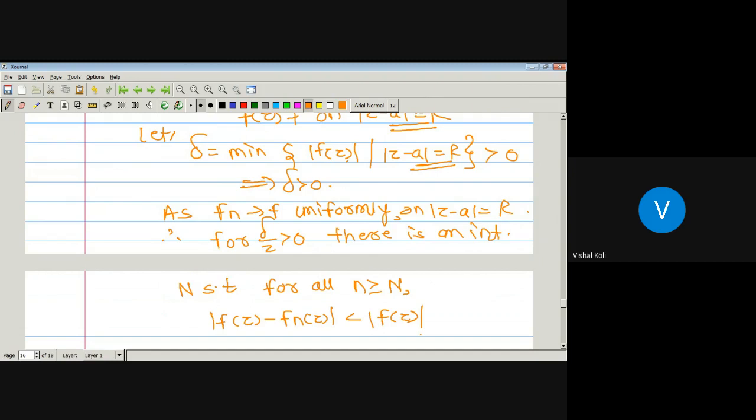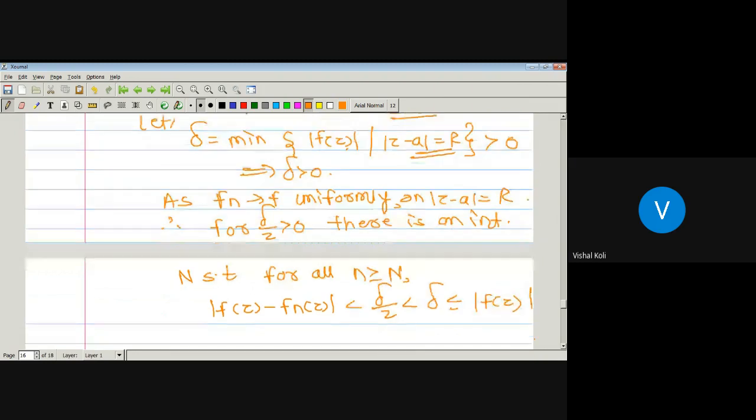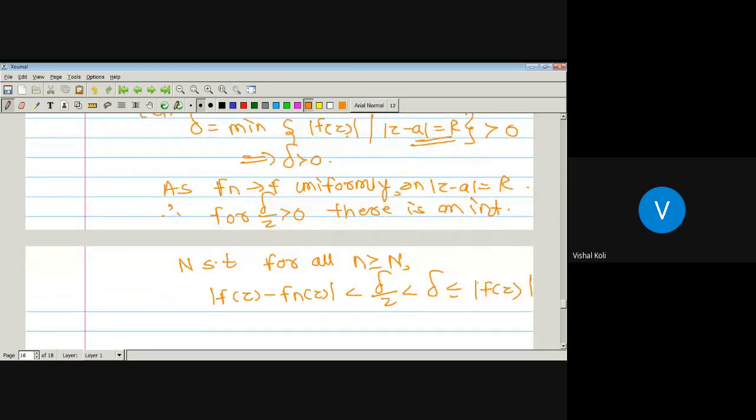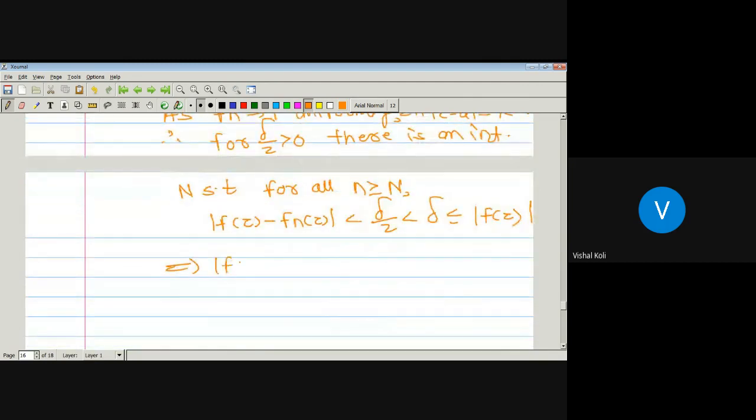First, it is less equal to some modulus of f of z minus fn of z, which is less than delta upon 2, which is obviously less than delta. But delta is nothing but the minimum of modulus of f of z, then obviously delta is strictly less than mod f of z. Since delta is nothing but the minimum value of modulus of f of z, obviously it is less equal to modulus of f of z, which implies f of z minus fn of z is less than modulus of f of z.